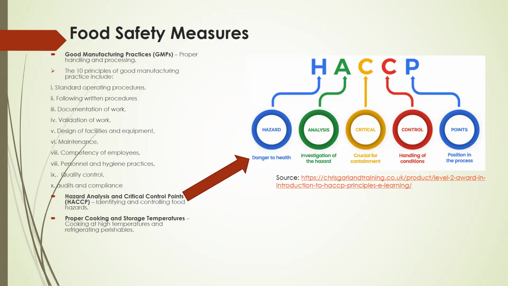Personnel and hygiene practices are very important. The personnel working in food industries must be properly kitted. You go to the industry, you must wear your cap, your nose mask, your gloves, the lab coats, and then there's a special shoe they will give to you to wear.